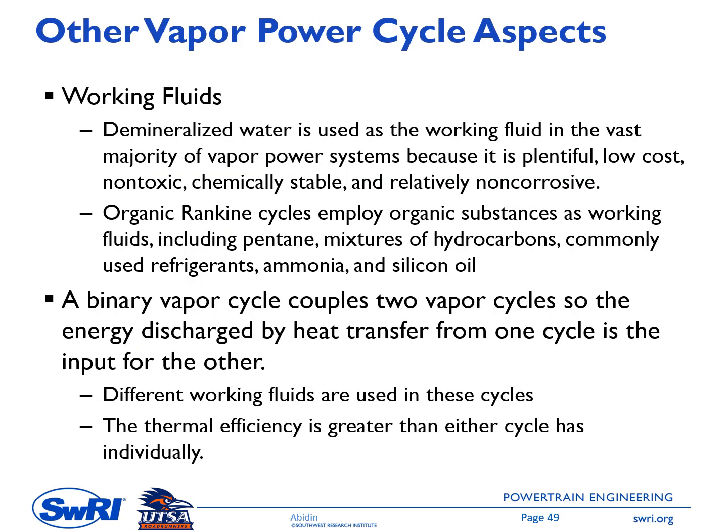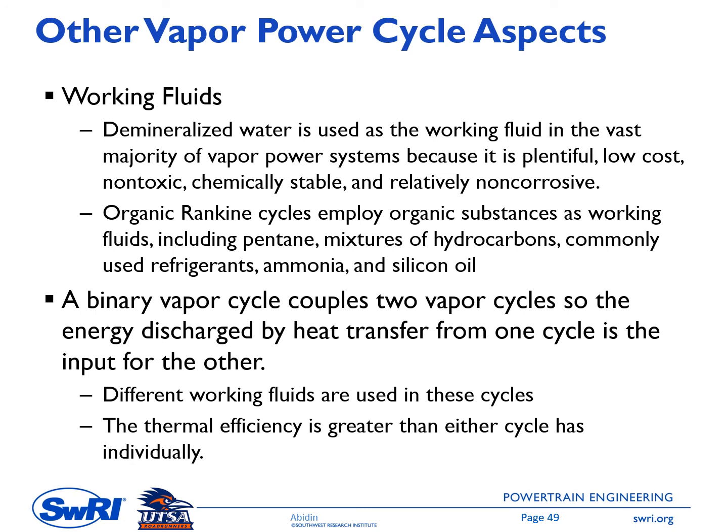The next topic is cycle aspect. The first aspect we look at here is the working fluid. Most steam vapor power plants use water, in this case demineralized water, as the working fluid because it is plentiful, low cost, non-toxic, chemically stable, and relatively non-corrosive. So water is the most popular working fluid for power plants.